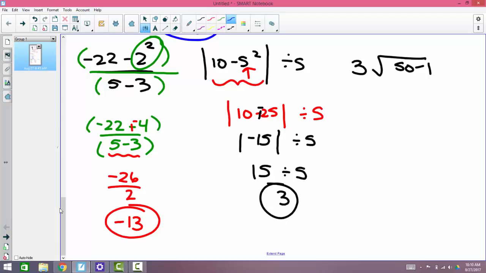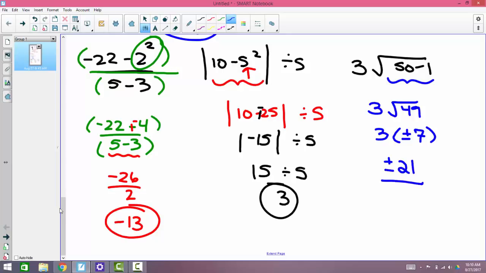And in the last one, under the square root, it is also thought of as a parentheses. So 3 and then the square root of 49. The square root of 49 is both positive and negative 7. So you have 3 times positive or negative 7. So your answer is actually positive or negative 21. You have 2 solutions. You can list those separately or like that.